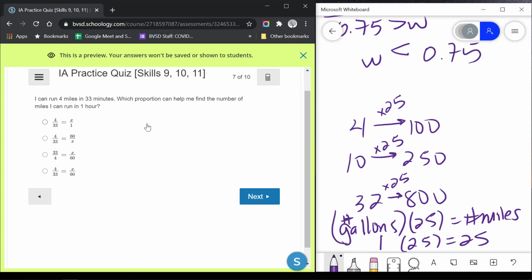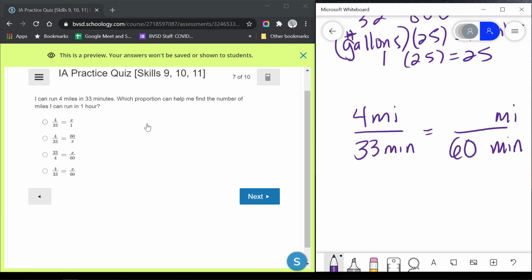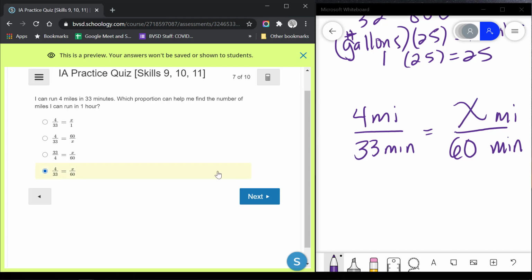Okay, if I can run 4 miles in 33 minutes, then I want to set up my proportion over here to also be miles over minutes. And it says 1 hour. So 1 hour, oh, I better put that in as 60 minutes if it's going to be the same on both sides. And then miles is the thing I'm trying to figure out. So that looks like this proportion here.